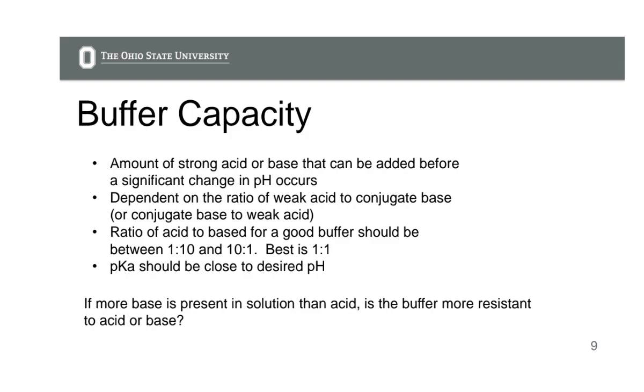There are ways to determine how well a buffer works, and we talk about buffer capacity. We're not going to do any calculations of this, but what it comes down to is the best buffer has a pH close to the pKa for its acid, and the concentration of acid to base is between 1 to 10 and 10 to 1. So basically, the best is when you have equal concentrations of HA and A minus in solution. We want our pKa to be close to the desired pH.